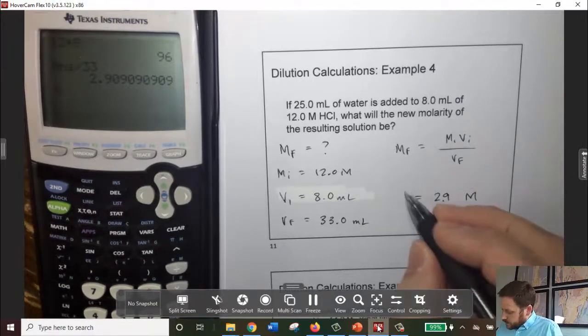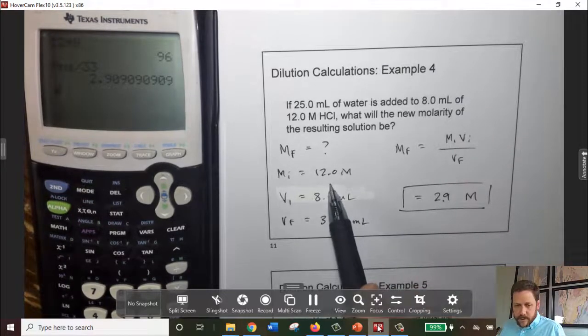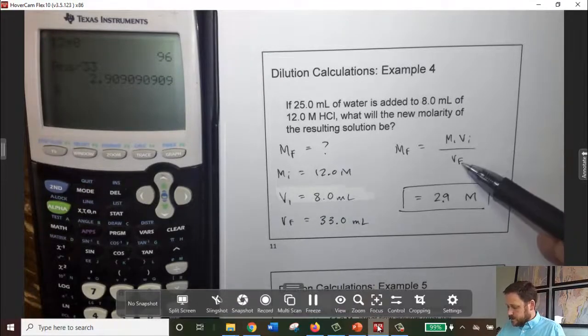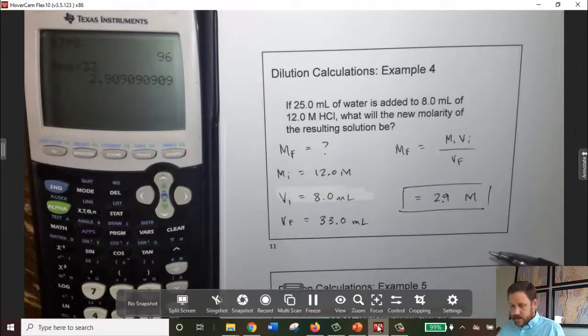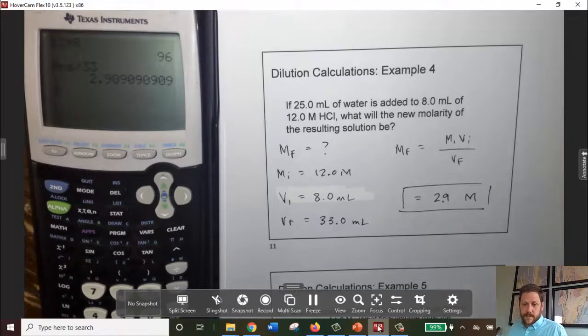The final molarity here makes sense. It is more dilute than the initial concentration, and if I had used liters in each of these cases, then I would still get the same molarity. But you want to make sure you're consistent and don't use milliliters in one case and liters in another, because then of course those units would not cancel.